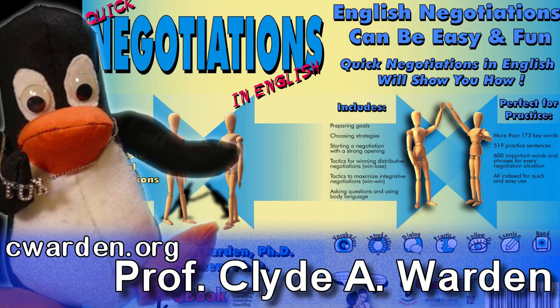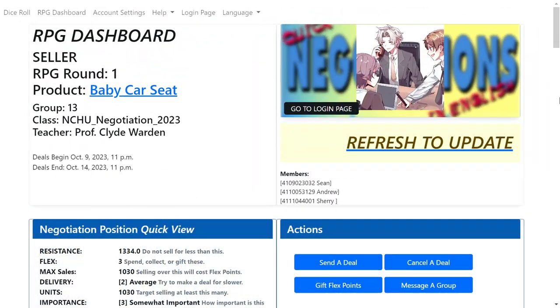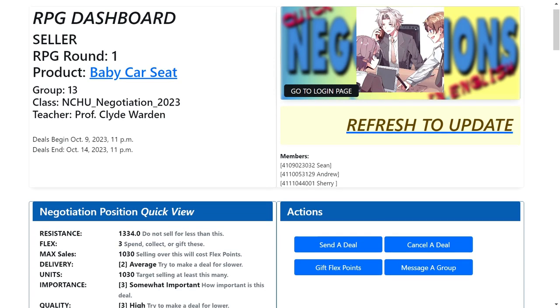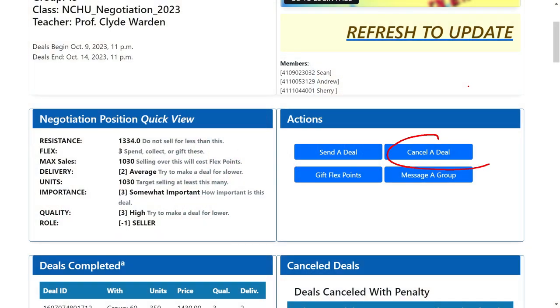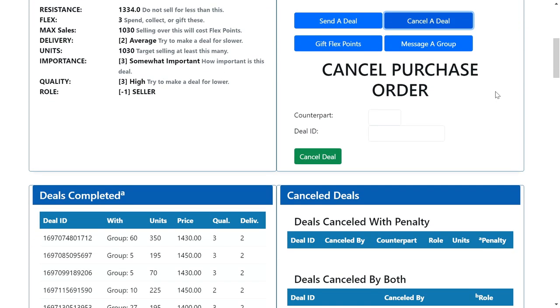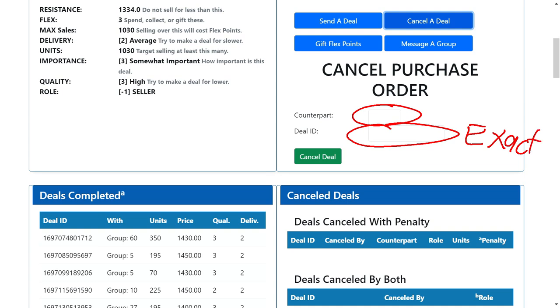Let's look now at how to cancel a deal. Remember, when we want to cancel a deal, we can use the cancel a deal button. And remember, when we use the cancel a deal button, we need to include the very important information like the counterpart, the other group, and the deal ID. And remember, the deal ID must match exactly what the deal number was. That's very, very important.